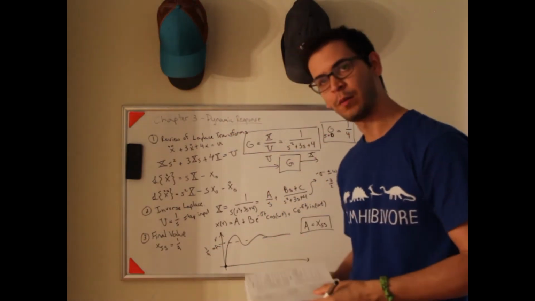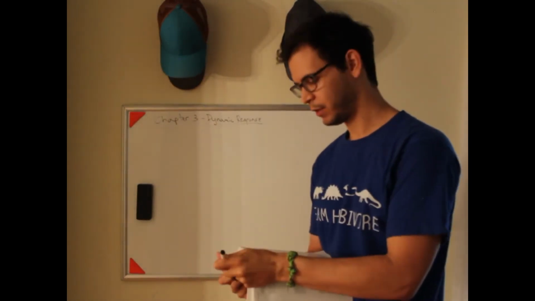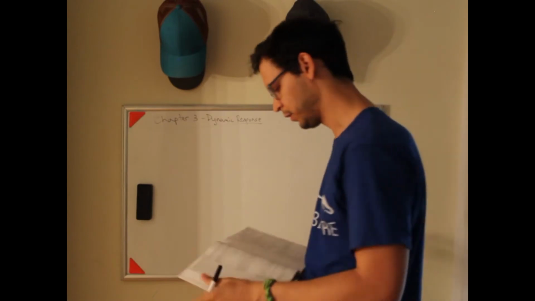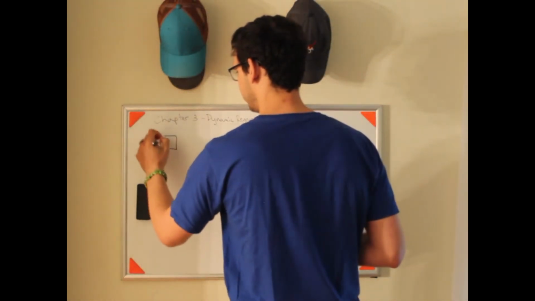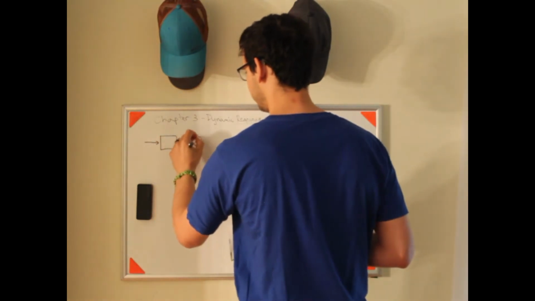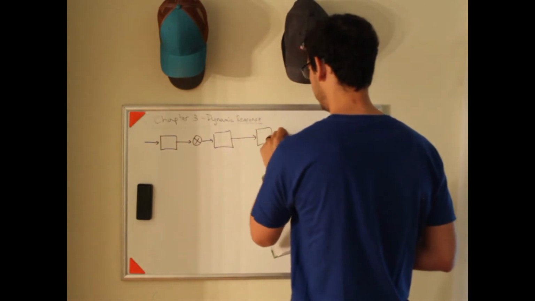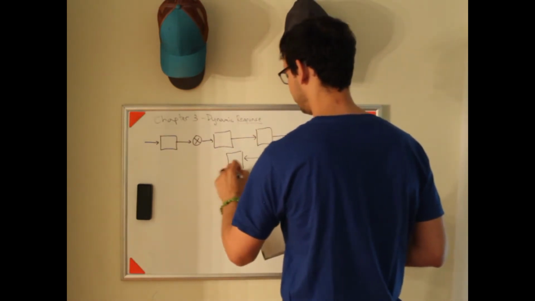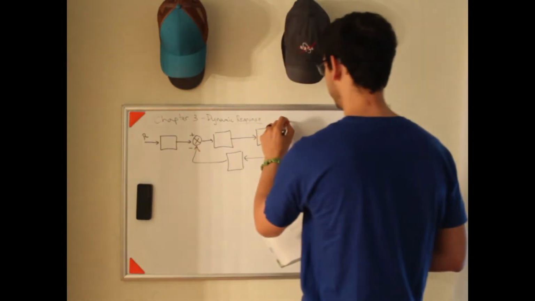Okay, there are a couple more things in chapter 3. All right, we're back, part 2. Chapter 3, dynamic response review. So the other thing that matters is how do you analyze a block diagram that looks like this?